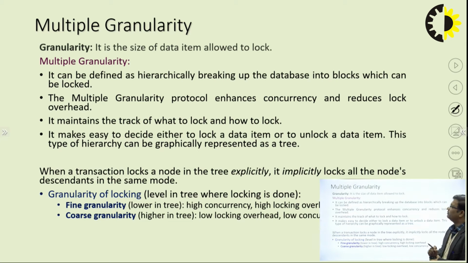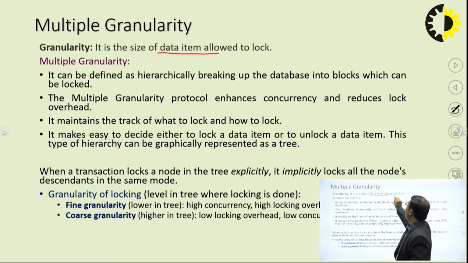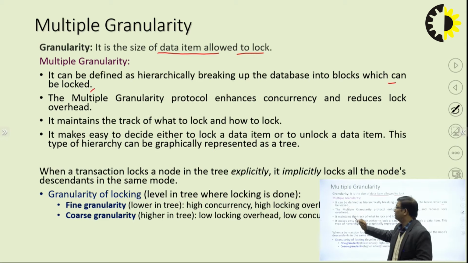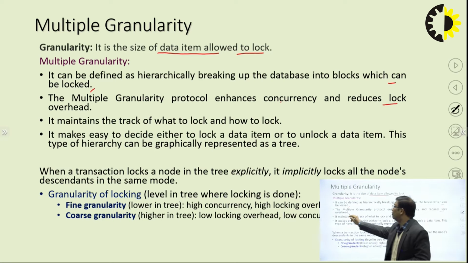So this is multiple granularity. What is multiple granularity? It is basically granularity, meaning the size of the data item allowed to lock. What is the size of the data item that should be locked? Multiple granularity can be defined as a hierarchical breaking up of the database into blocks which can be locked. The second point: the multiple granularity protocol enhances concurrency and reduces lock overheads.